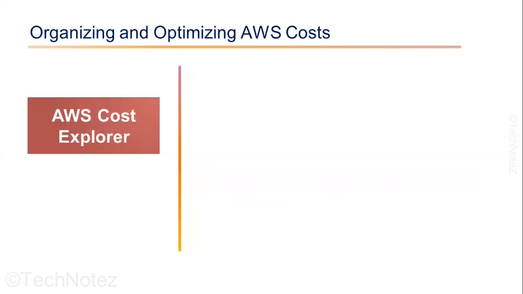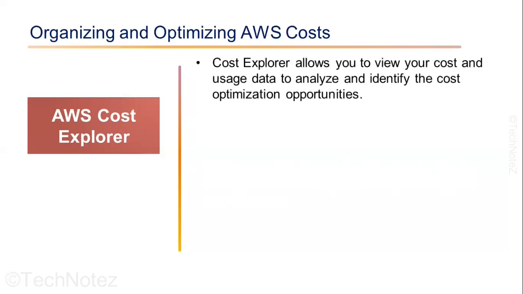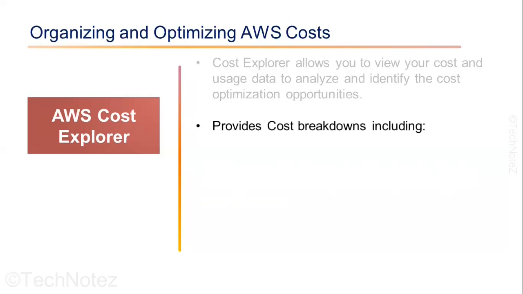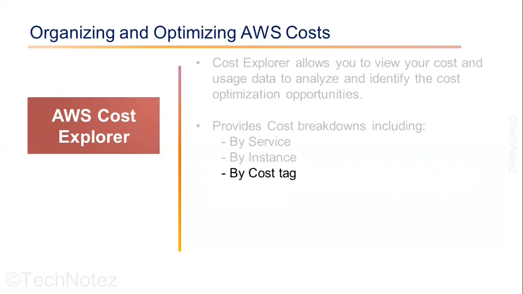If you are utilizing multiple AWS services like EC2 or S3, you would want to know how much you are spending on each service. AWS Cost Explorer is a tool that helps you to view your cost and usage data to analyze and identify the cost optimization opportunities. It helps you to see how much you are spending on each service and what are the possibilities to save the money. It also provides cost and usage data for different levels of granularity, such as by service, by instance, or by tag, that allow you to drill down into specific areas of your AWS usage and cost.